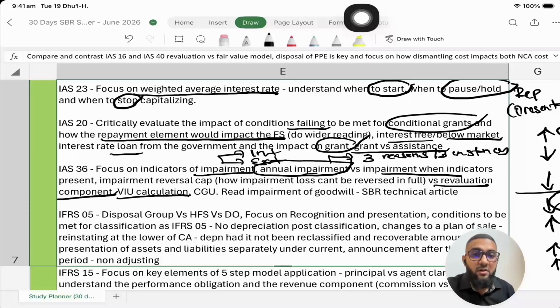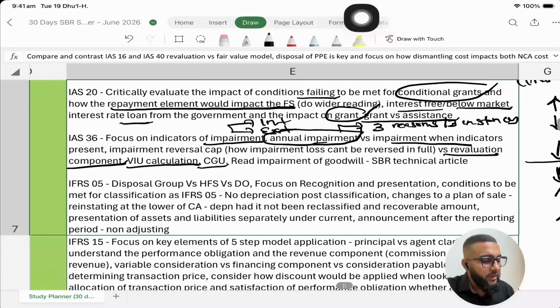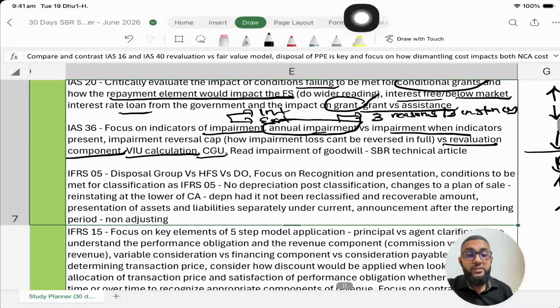Okay, then VIU calculation, the value in use calculation. What are the criteria? What are the conditions? How can you bring the value in use? What are the limitations? Know that. Then CGU, the cash generating unit. What is cash generating unit and how does CGU work? How are you going to impair the CGU? How are you going to apply the impairment losses to the items in CGU? Know that.